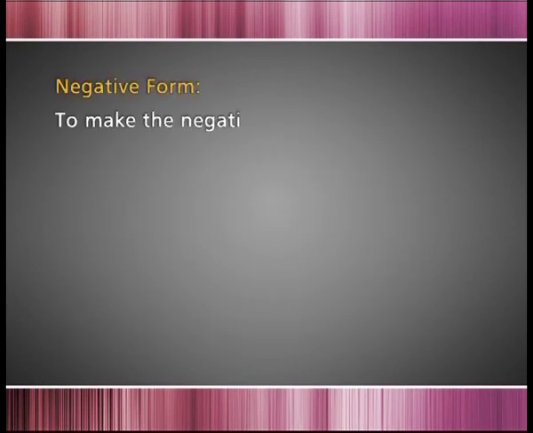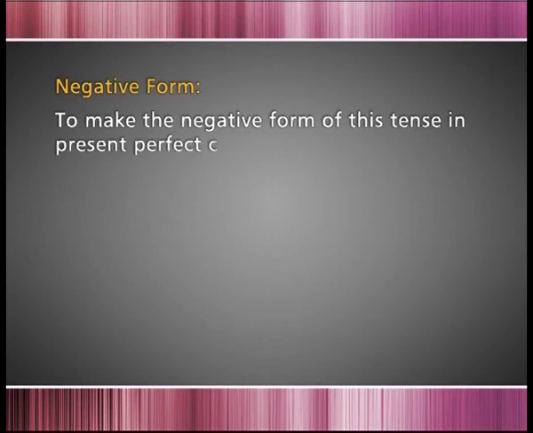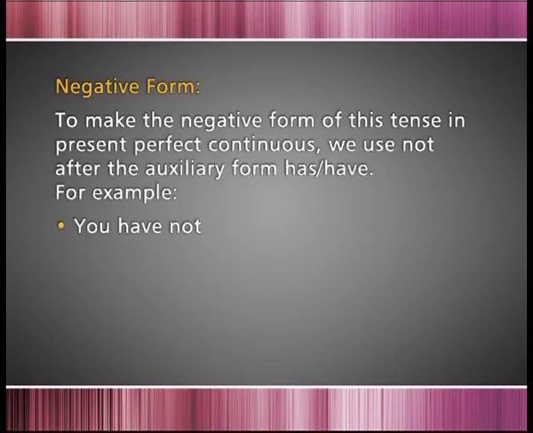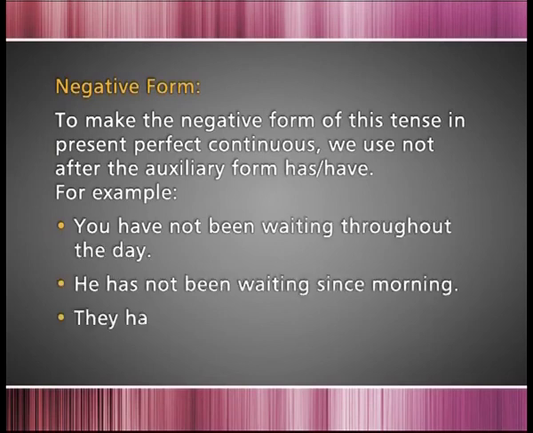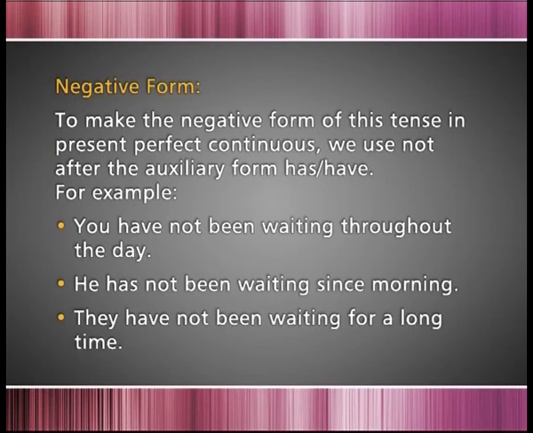Negative form. To make the negative form of this tense, we use not after the auxiliary form has or have. For example, you have not been waiting throughout the day. He has not been waiting since morning. They have not been waiting for a long time.